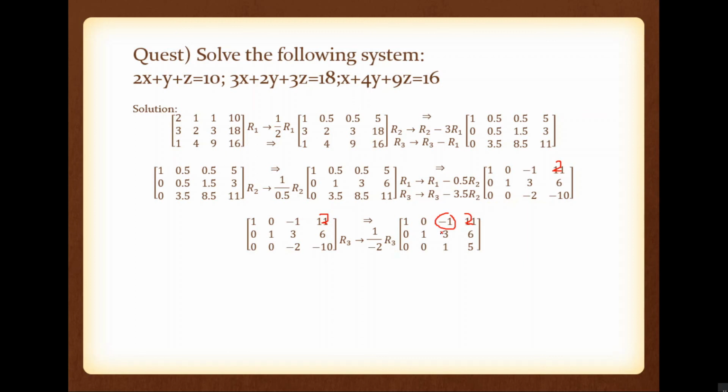R1 gives R1 plus R3. Yes, exactly correct. Because this is minus 1, R1 equal to R1 minus 1 into R3. So that is R1 equal to R1 plus R3. Very good.